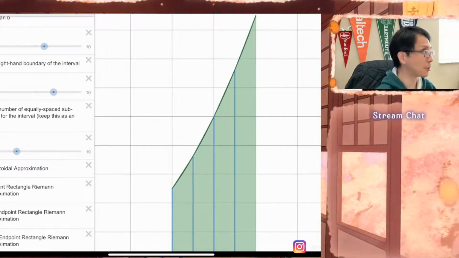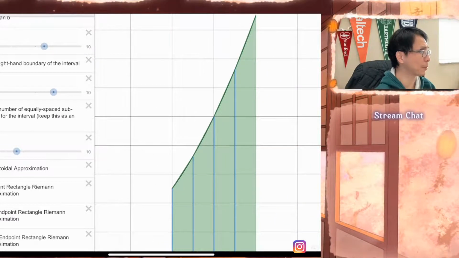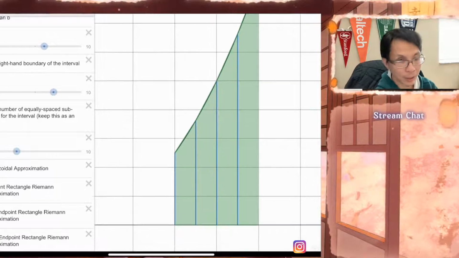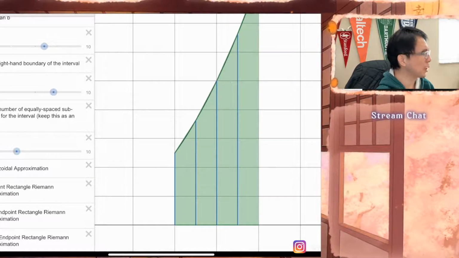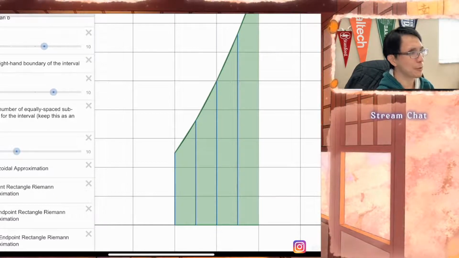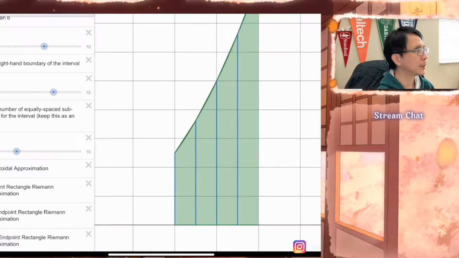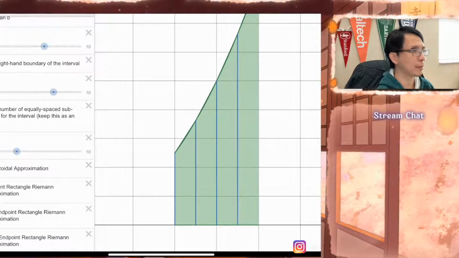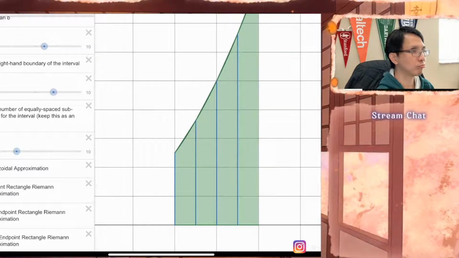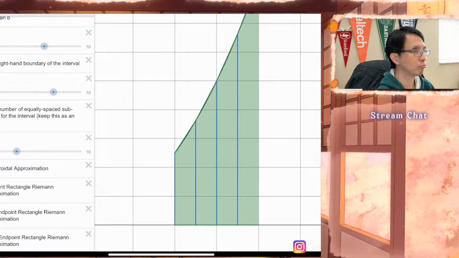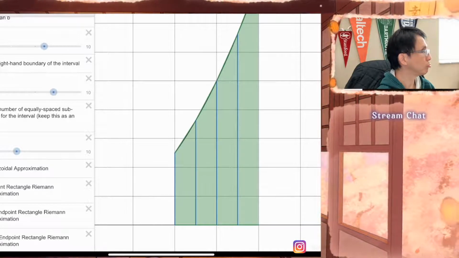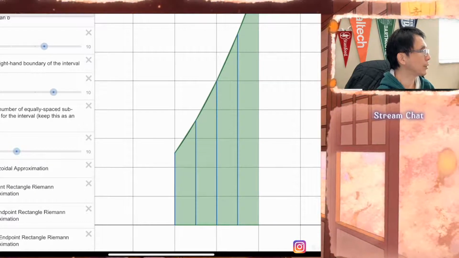Now later I'm going to ask you to write down. Right now I just want you to observe. We just want to observe they are an over approximation. What do you think? Why is it over? Is it because the function is increasing or decreasing, or concave up or concave down? Why do you think it's over in this case?